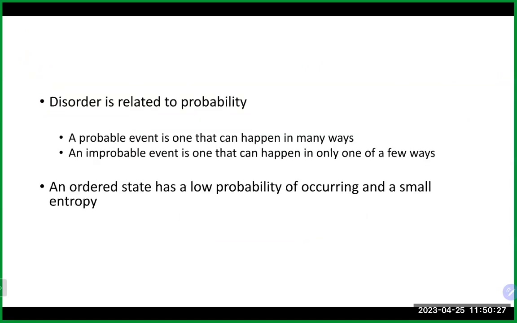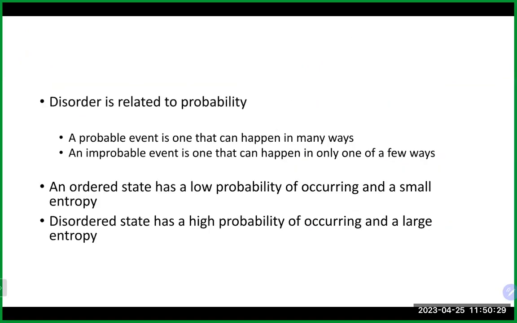So disorder is related to probability, and when we talk about probability, a probable event is one where there are many ways that something could happen. An improbable event is one where there's maybe only one way for something to happen. So for example, if there were multiple doors to leave this room, it's pretty probable that we could get out a door and leave this room.